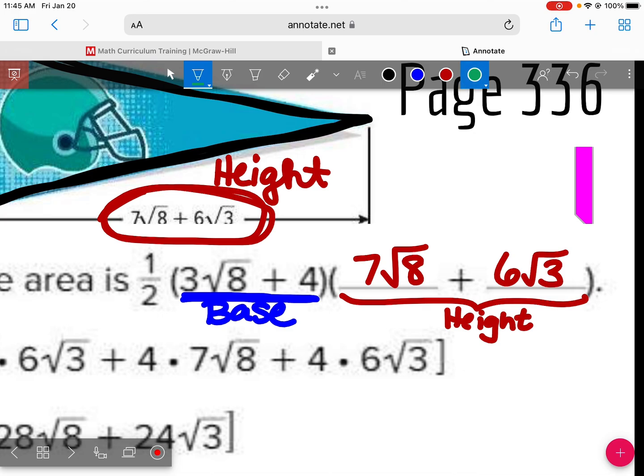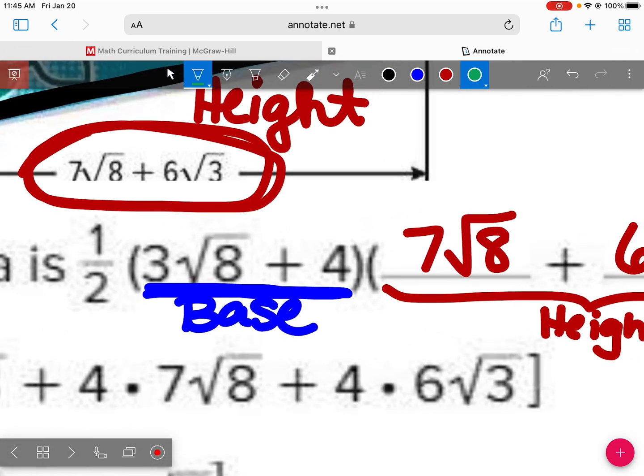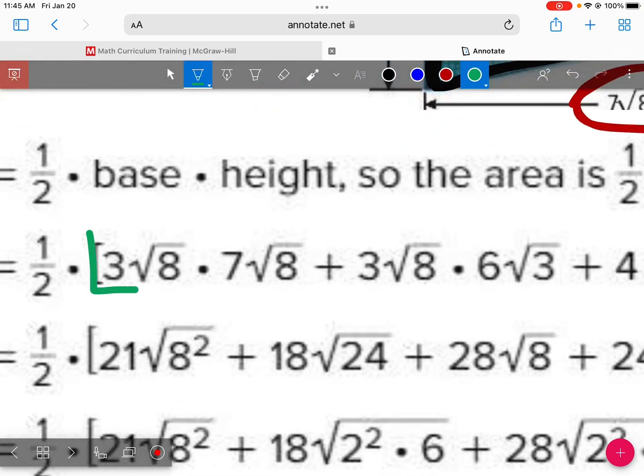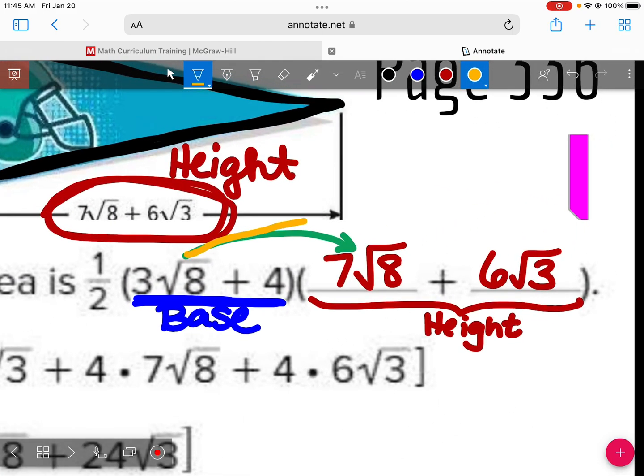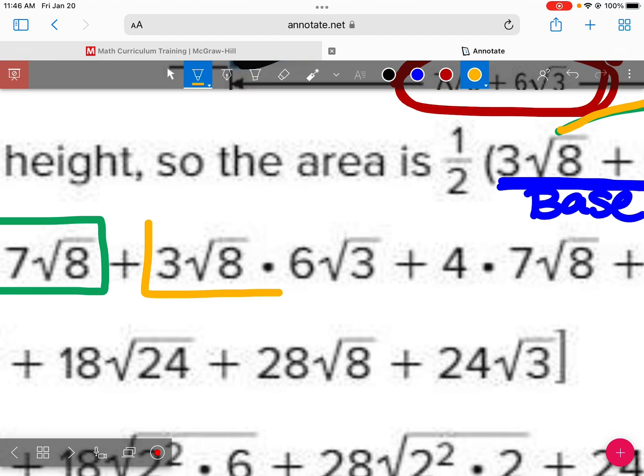We're not going to deal with the 1/2 right now. I just want to deal with the parts inside parentheses. We're going to use the distributive property here. So first I'm going to take this 3 square root of 8 and I'm going to distribute it to the 7 square root of 8. That's what they're showing right here. They didn't actually combine them together yet. They're just showing that we are multiplying those parts together. And then they took the 3 square root of 8 and they distributed it over here to 6 square root of 3. That's what they're showing right here.